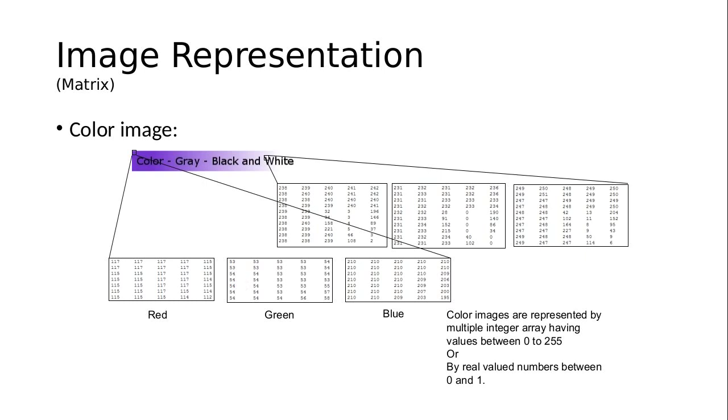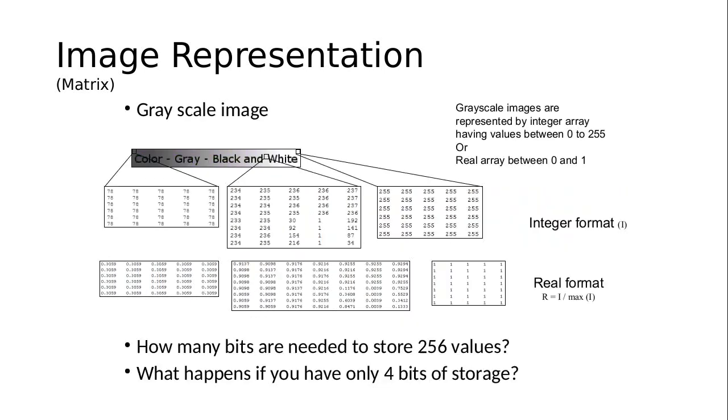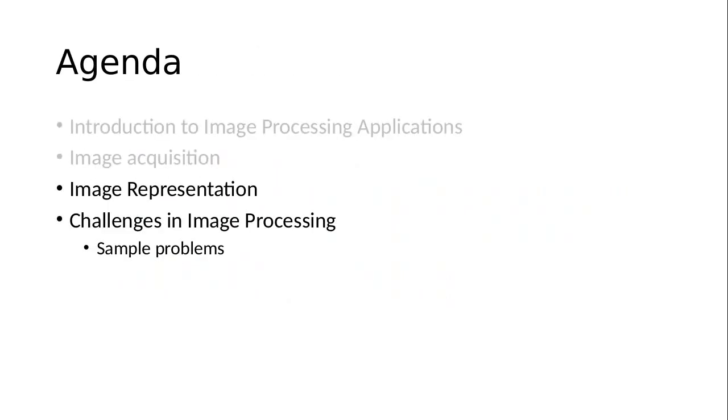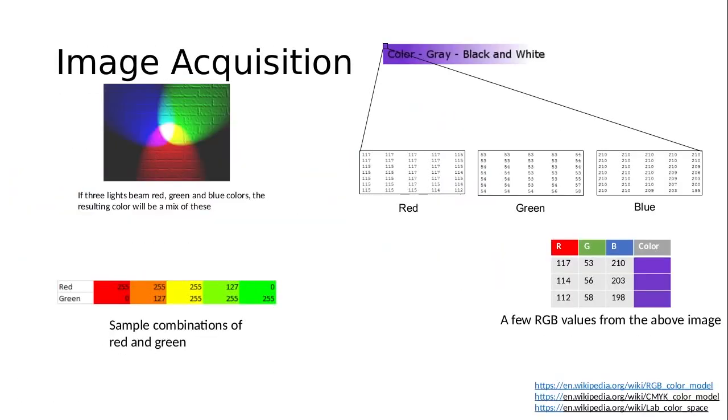Let's look at what these indexed images are. What these indexed images will do is, they will look at these colors, 117, 53, 210, 114, 56, 203, 112, 58, 198, and they all, from the perspective of a human being, look very similar to each other. We will replace these colors by a single color and we will have an index to that color, and let's see how that is done.